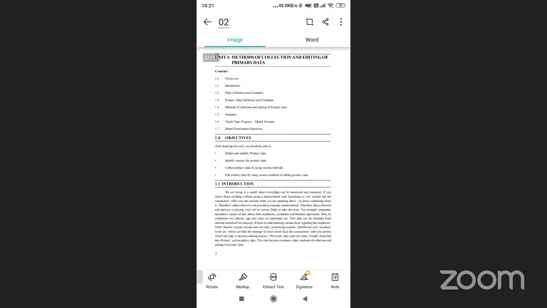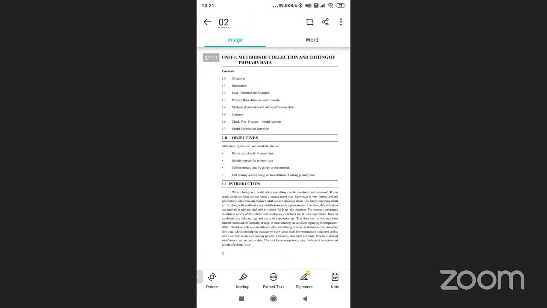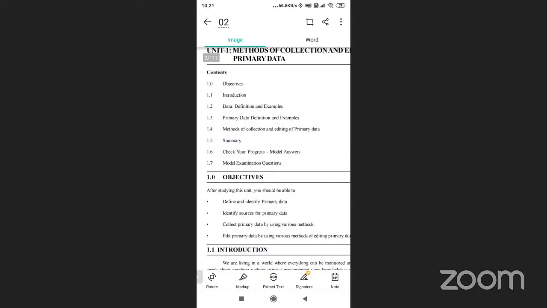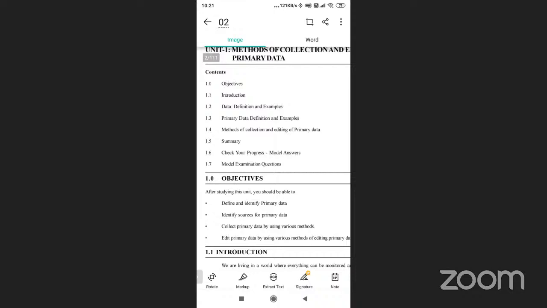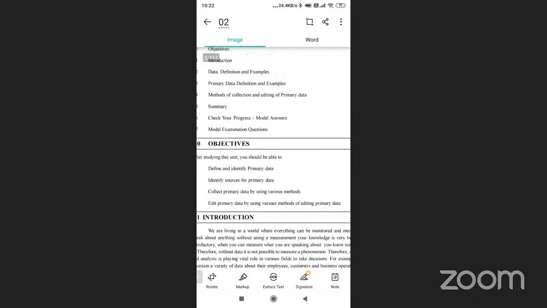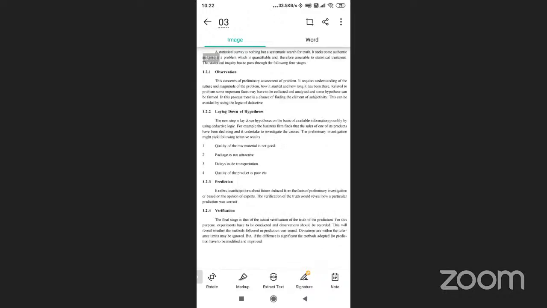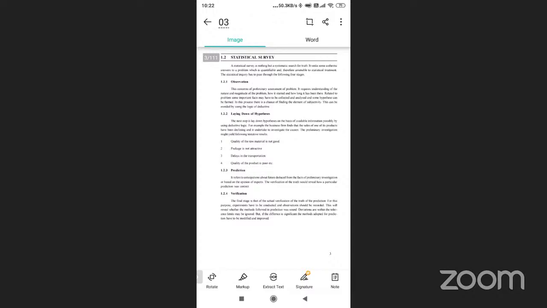Okay. Now unit 1, methods of collection and editing of primary data. So in this primary data, we are covering the contents: objectives, introduction, data, definition, examples, primary data, definition, examples, methods of classification, methods of collection and editing of primary data, secondary data, summary, check your progress, model answers, model examination questions. Okay. So what is the meaning of data? Data is nothing but numerical values.